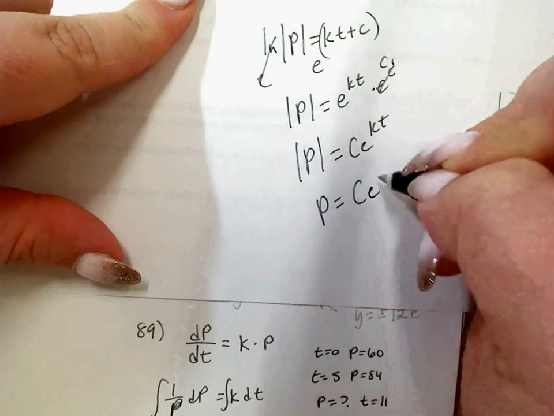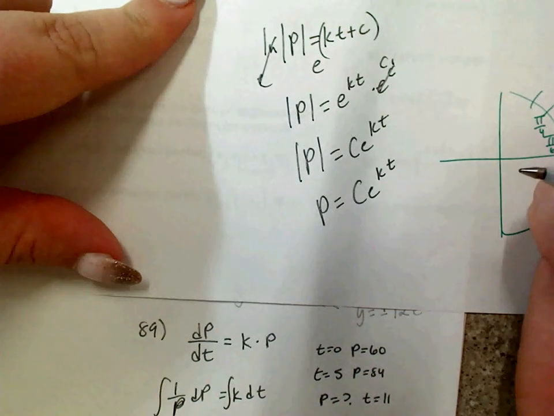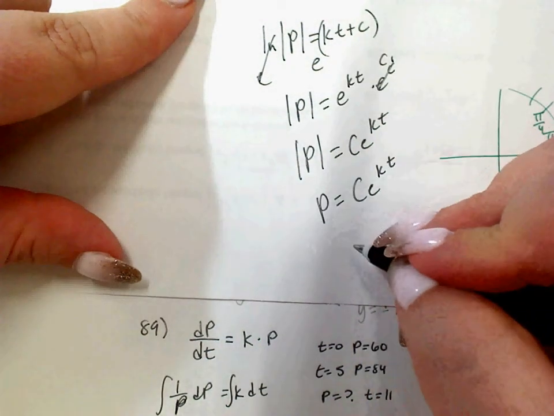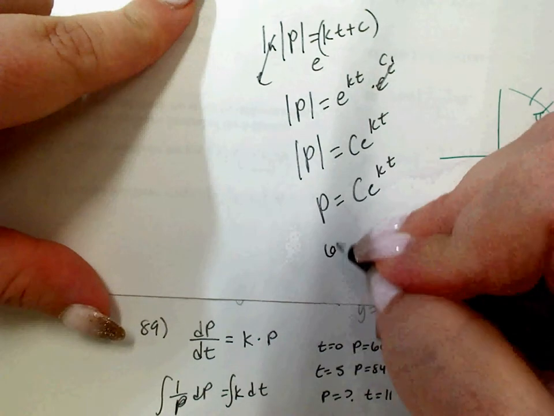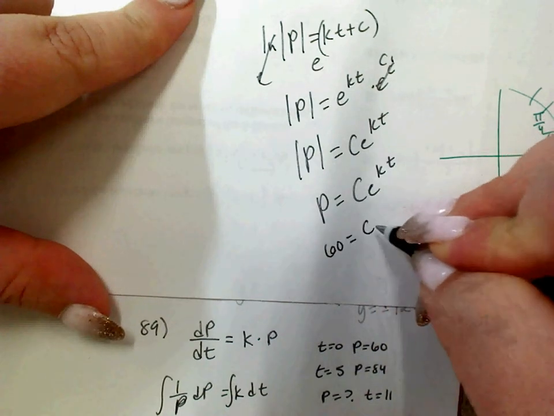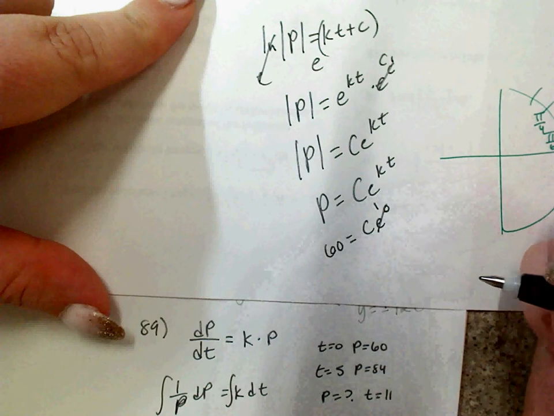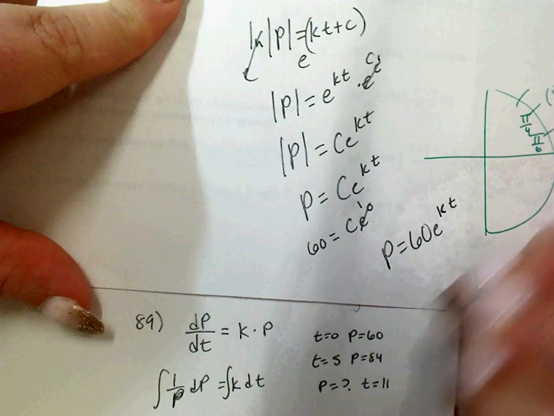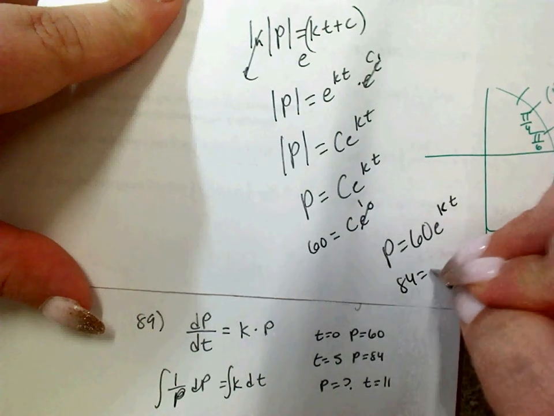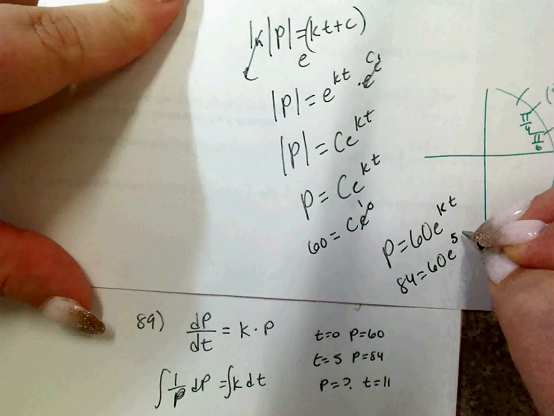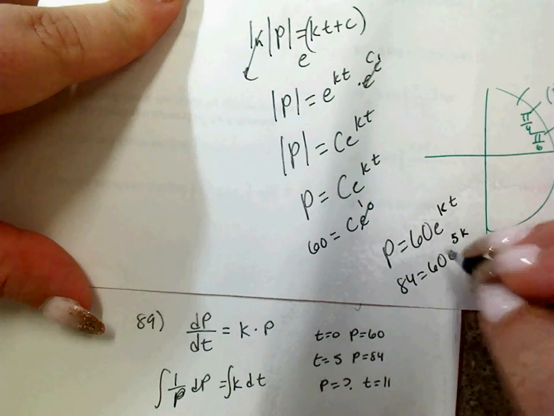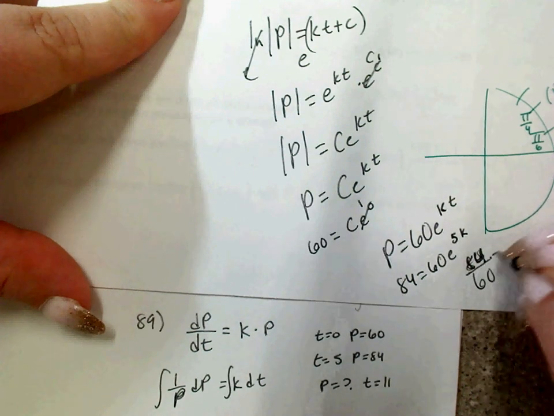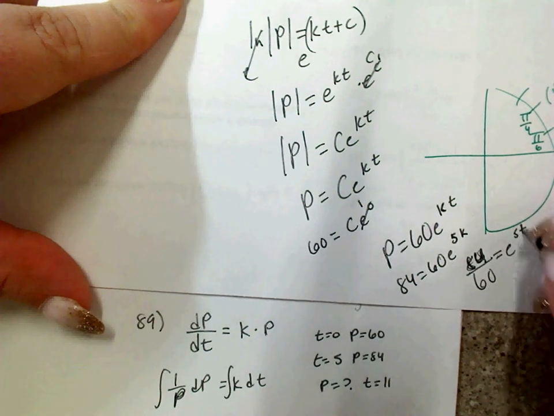So then when time equals 0 and population equals 60, 60 equals c e to the 0, that's just 1, so c equals 60. So population equals 60 e to the kt. And then 5 and 84, so 84 equals 60 e to the 5k. So just plugged in for time. Divide by 60, 84 over 60. And then 5k. I take the natural log, divide by 5, so same thing. Okay, kind of up to you.